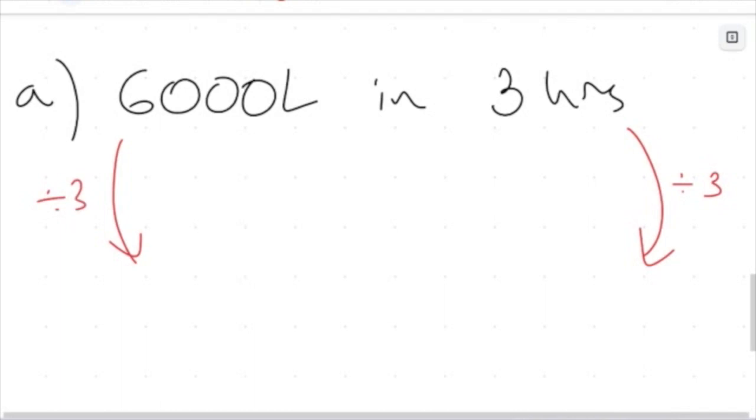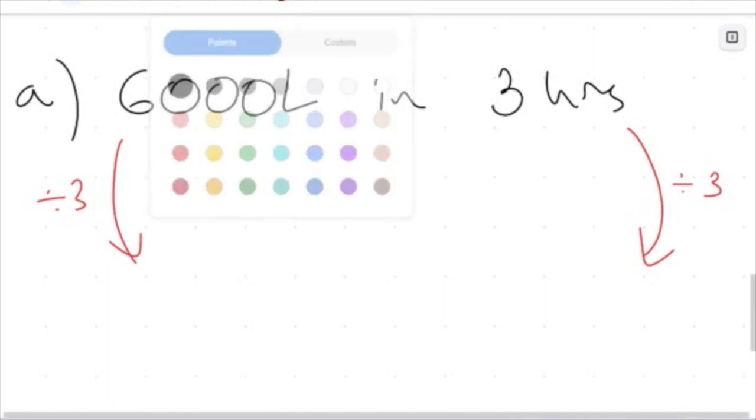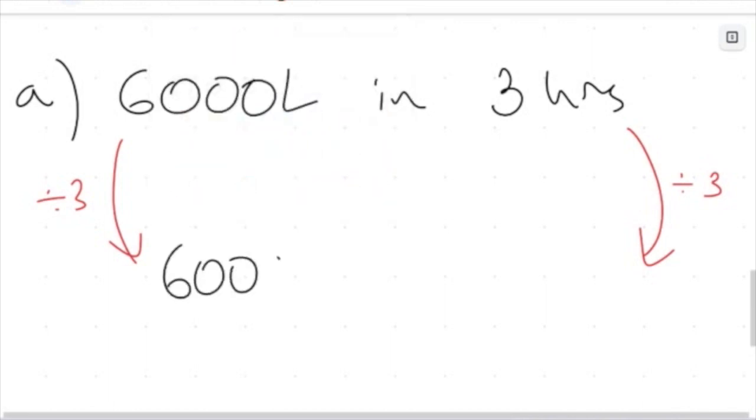I have to divide both by 3. If I have 6,000 in 3 hours, and I divide this by 3, that's going to give me an amount of liters per 1 hour, which is what we need to write a rate. Dividing 6,000 by 3 gives me 2,000 liters per 1 hour.